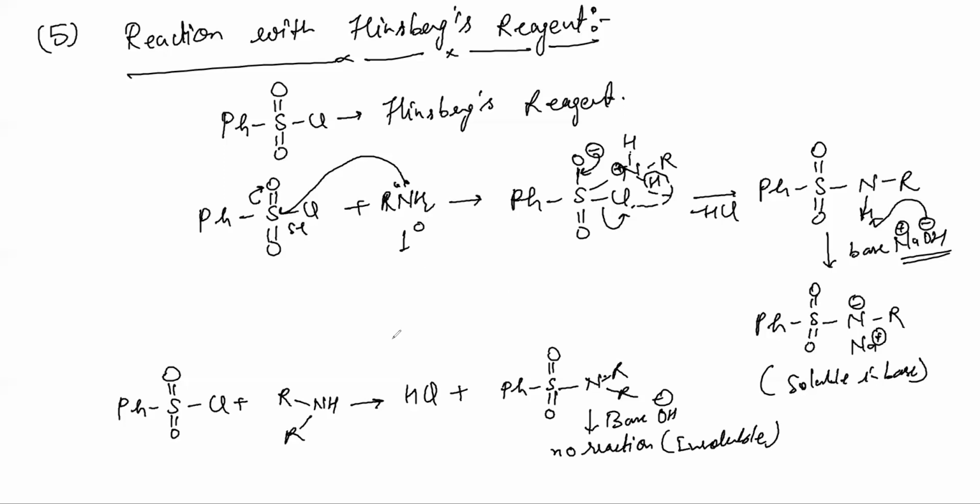This is your 1 degree amine. This is your 2 degree amine. And if we treat this molecule with R3N, let me tell you, no reaction. Why no reaction? Because nitrogen is not having H here. If nitrogen was having H, I would remove RHCl and make the product. But here your nitrogen is not having any H. It is your 3 degree amine.